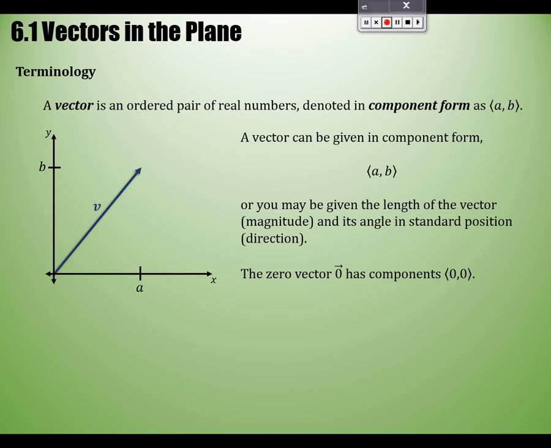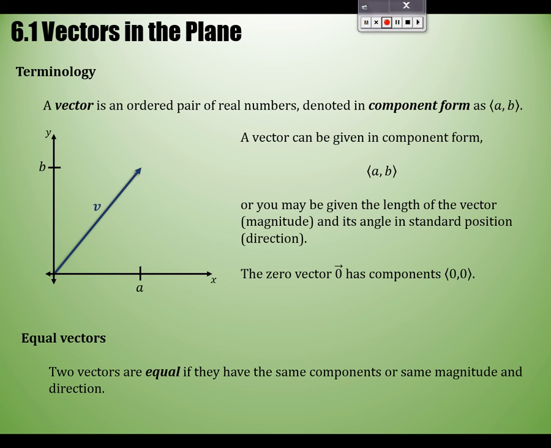The 0 vector has component 0, 0. Neat. Okay. Equal vectors. We should say when two vectors are equal. They're equal if they have the same components, as we've just talked about, or the same magnitude and direction.